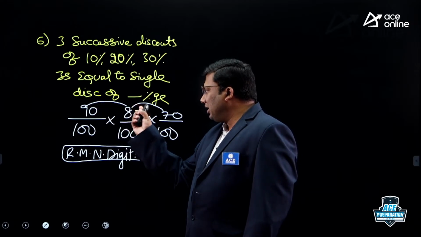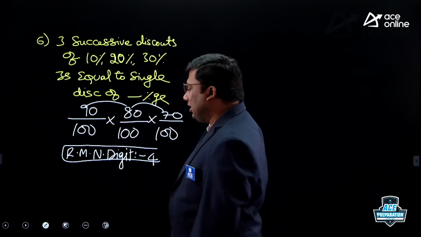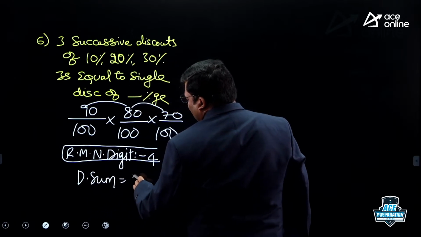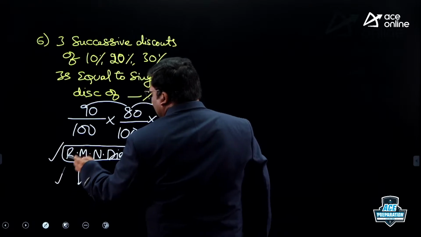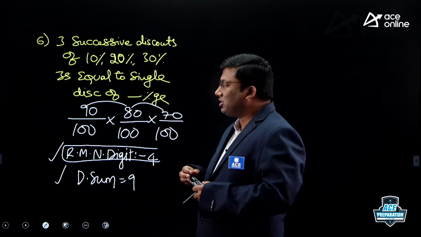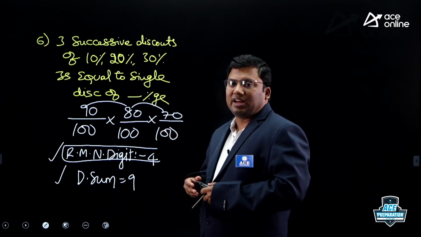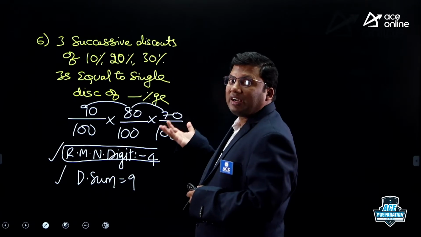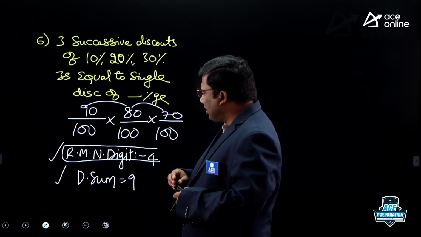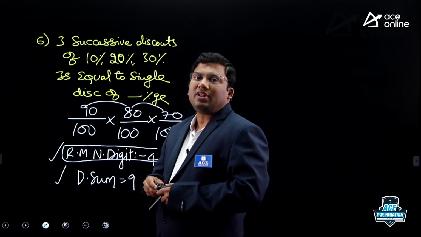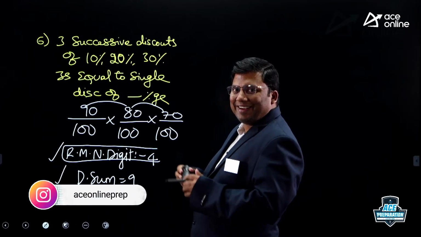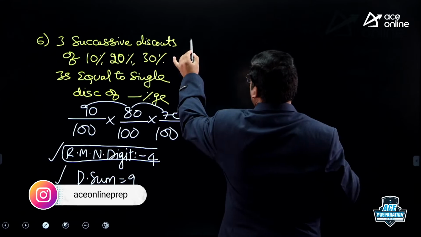Digital sum, 9 into any number, the answer's digital sum should be 9. Rightmost non-zero digit should be 4. Digital sum should be 9. On 100, 10 decrease, 90. 20 decrease, 80. 30 decrease, 70. 7 eights are 56, 6 nines are 54. I hope the idea is clear. I am sure you all are enjoying these concepts.